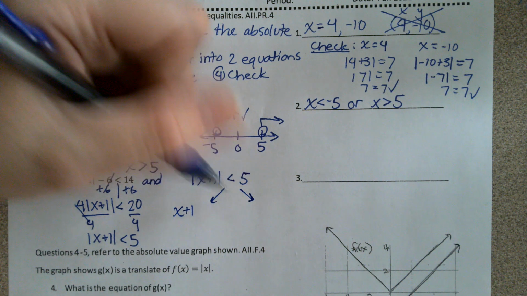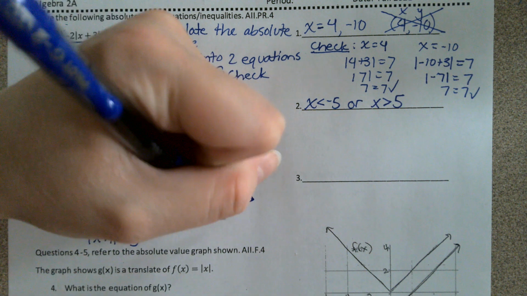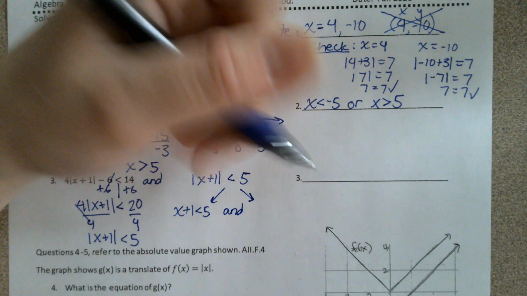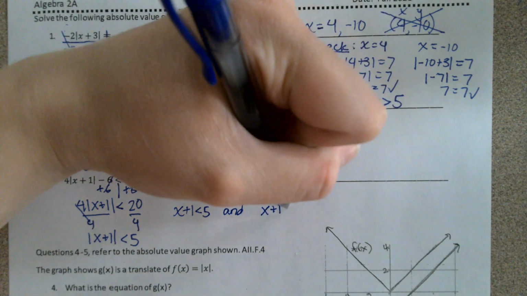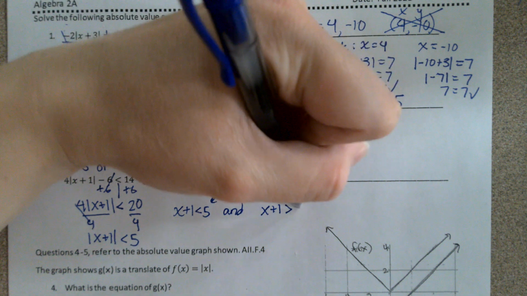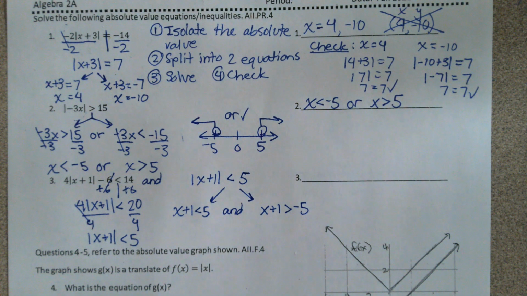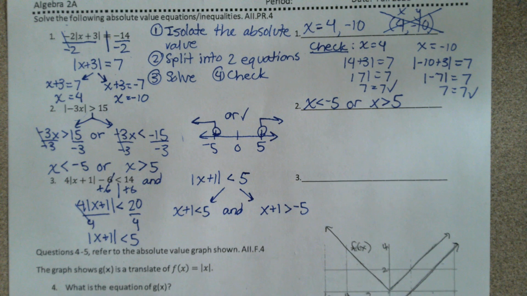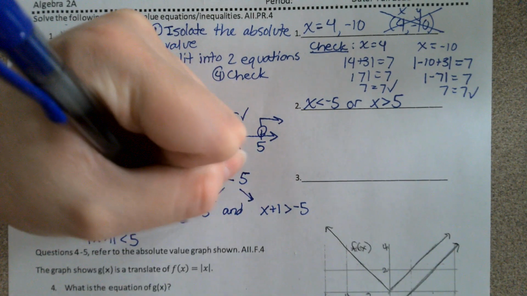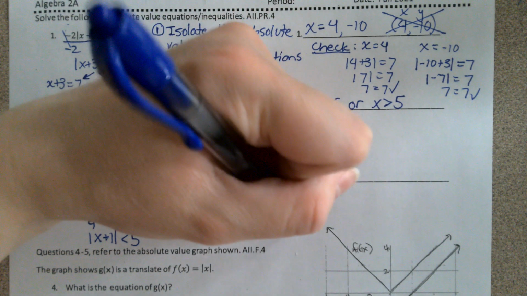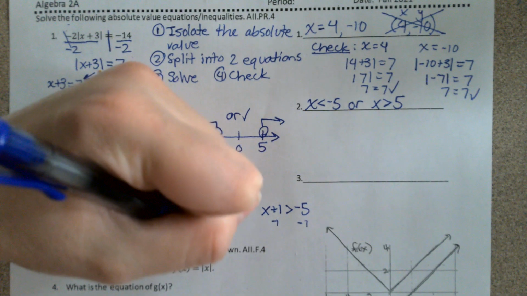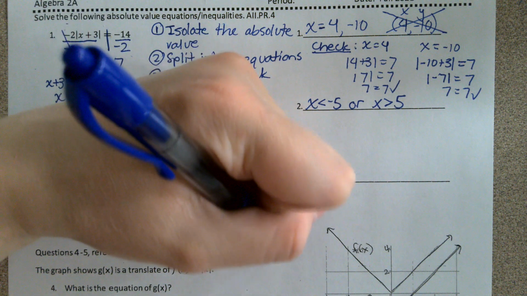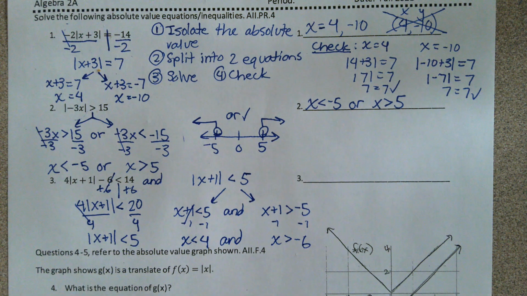X plus 1, keep it the same, is less than 5. And x plus 1 is, this is where we flip the sign, greater than, make this a -5. Just like with the or, except it's an and problem. And then we solve the same way. Subtract 1 on both sides. Here we have x is less than 4. And x is greater than -6.